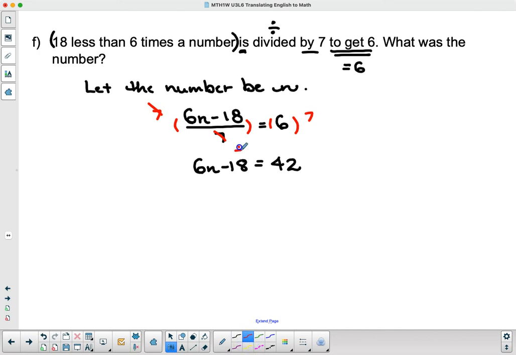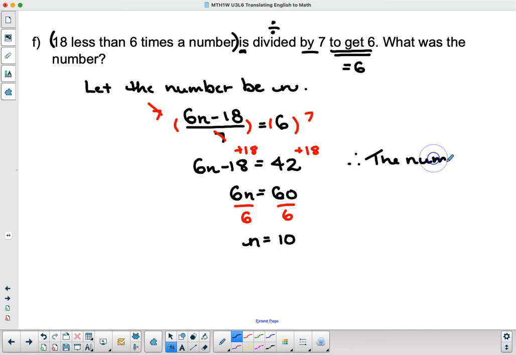Now we're going to add 18 to both sides to get rid of this and get our 6n by itself. That gives us 6n equals 60. And the last thing we need to do to solve for n is divide both sides by 6. And so we have n equals 10. Therefore, the number is 10.